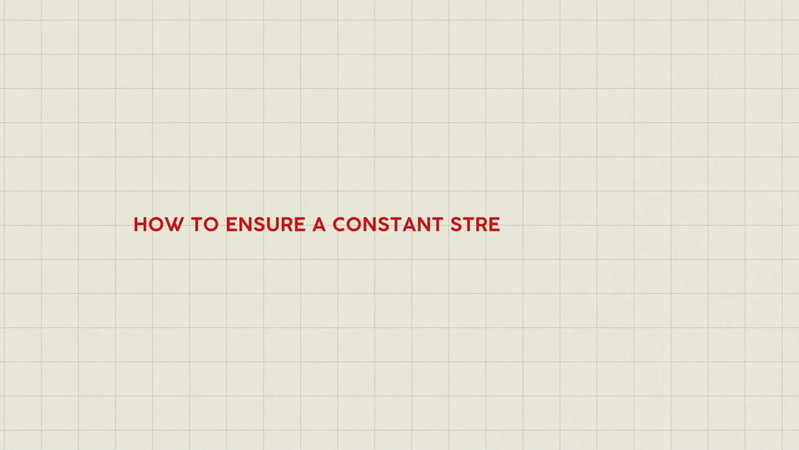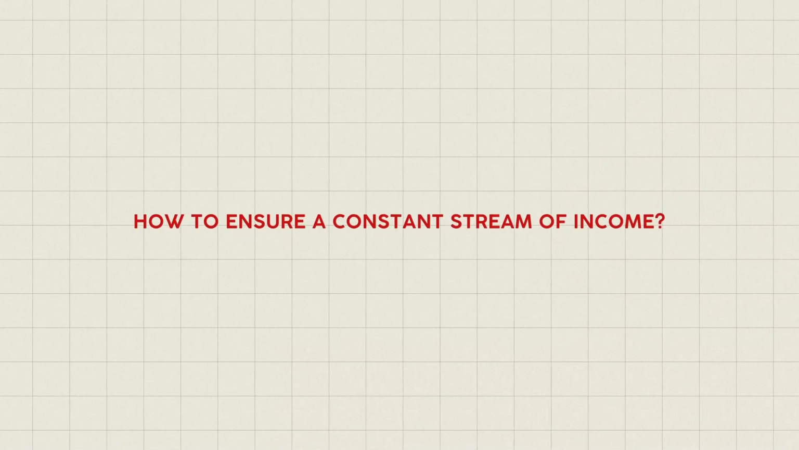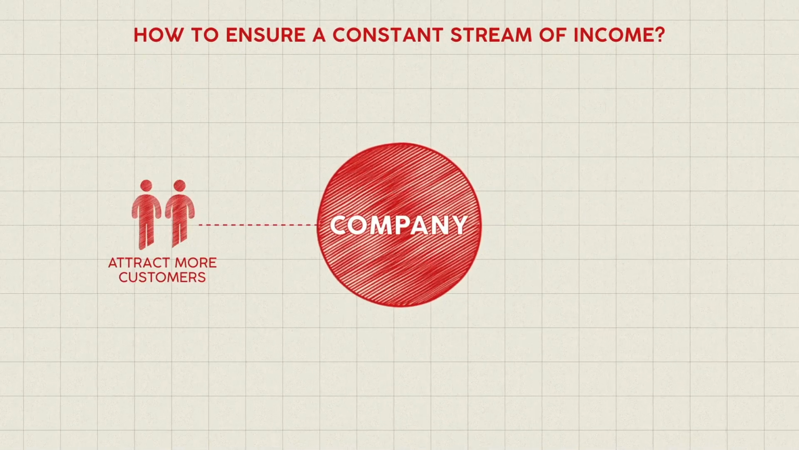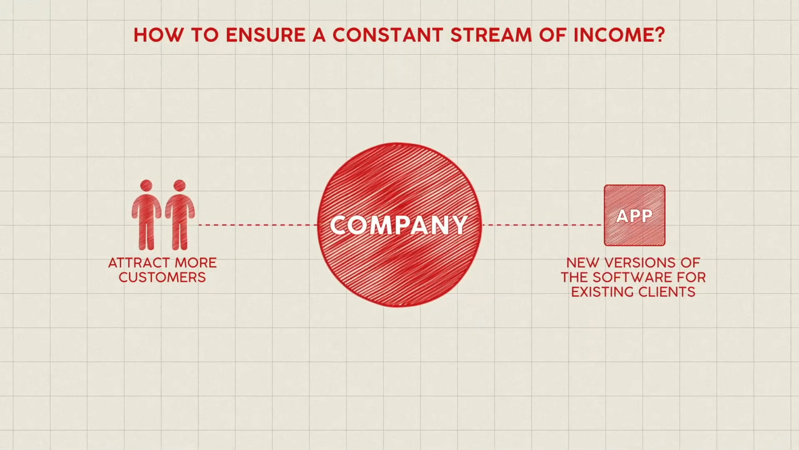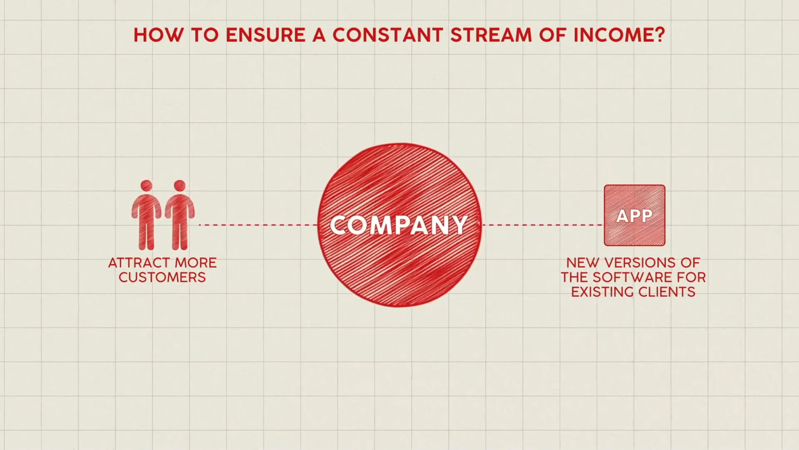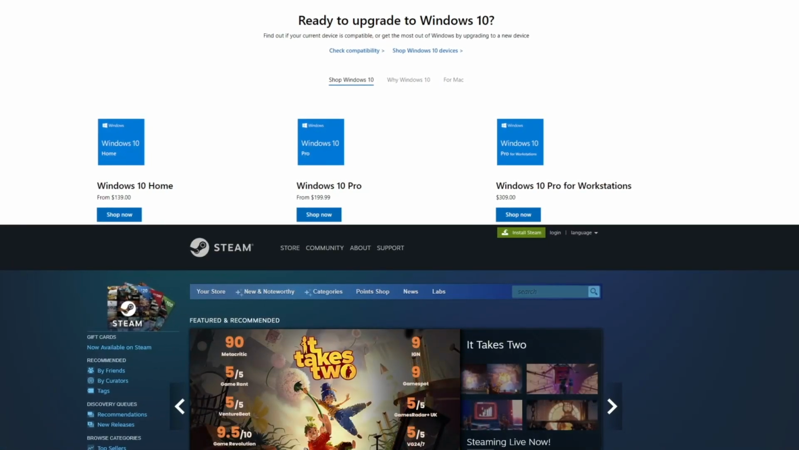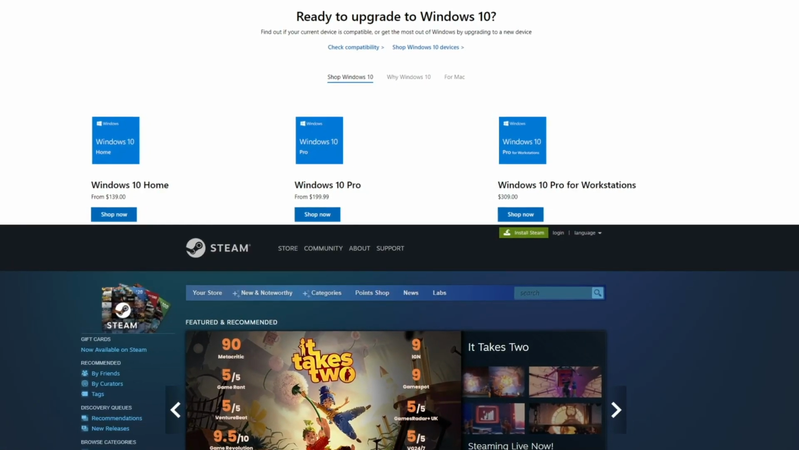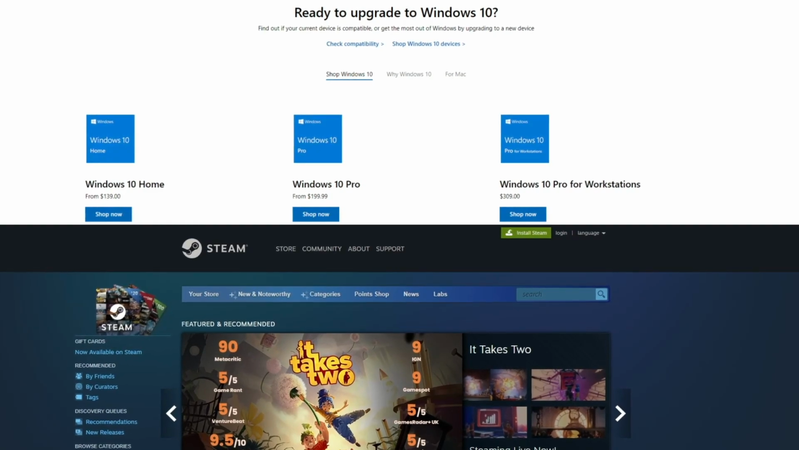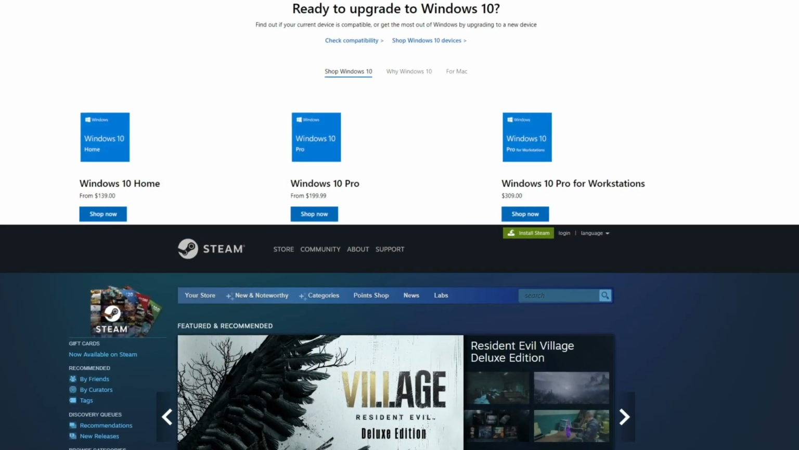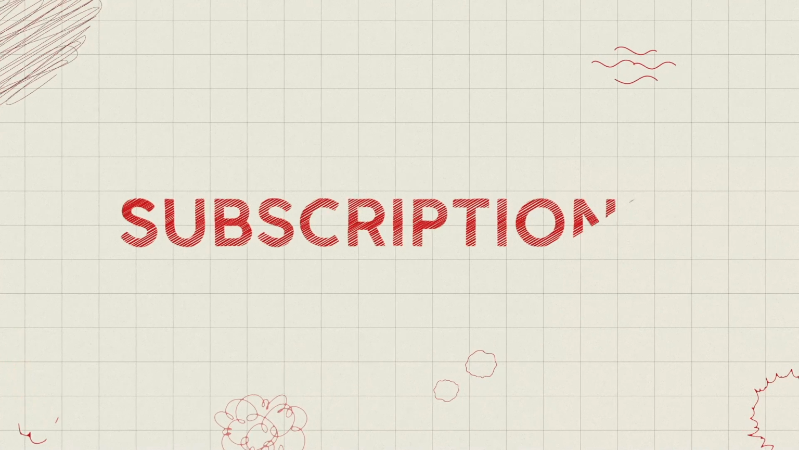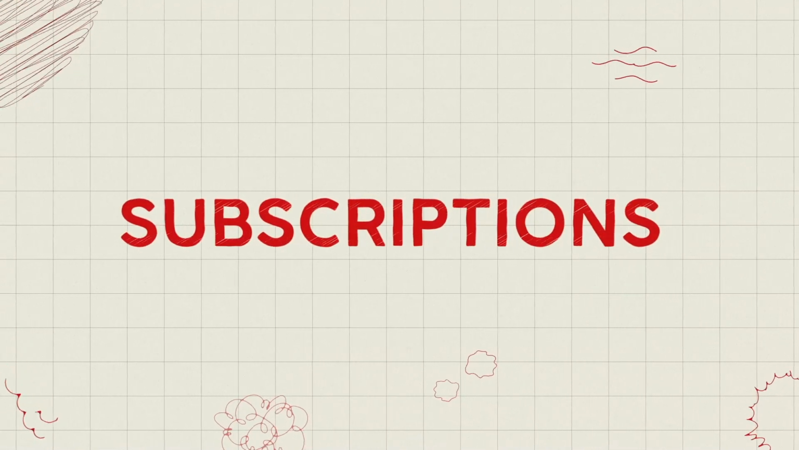A company needs a constant stream of income, and so they have to continually attract more customers and develop better versions of the software to make their existing clients upgrade. It works for Windows and some other types of products like video games, but for the majority of the software industry, this is not the most viable option. And that said, the industry has already picked its new favorite model.